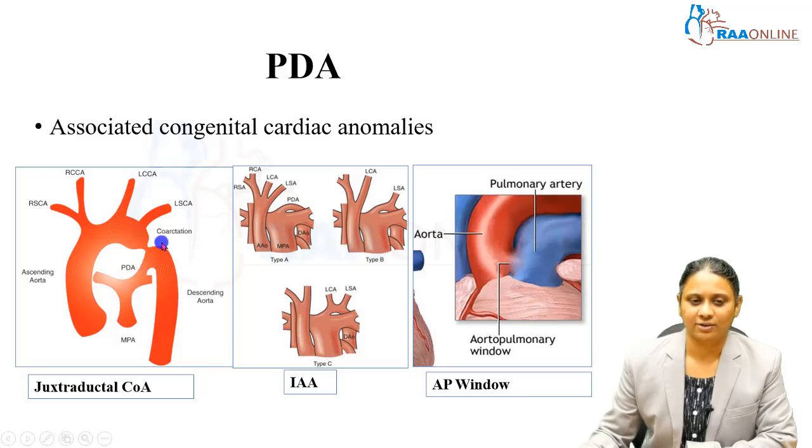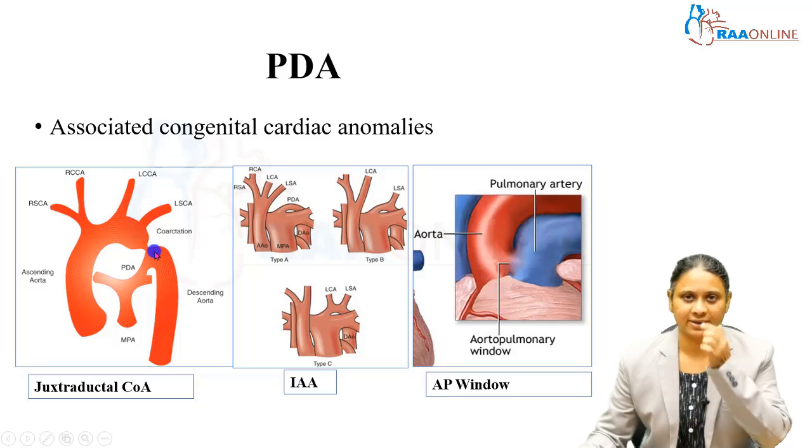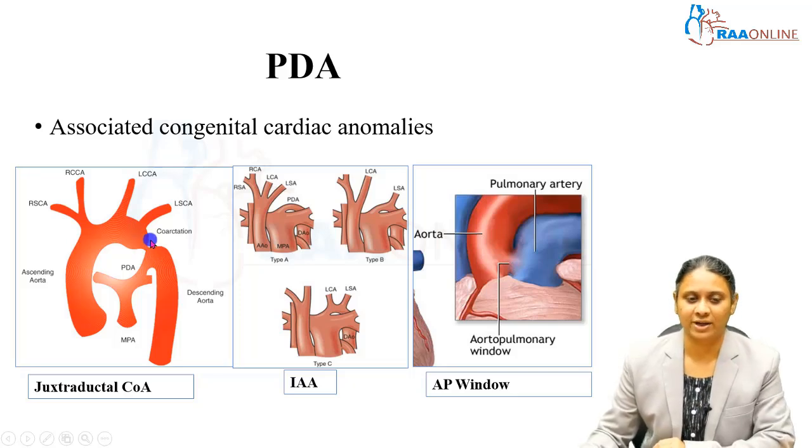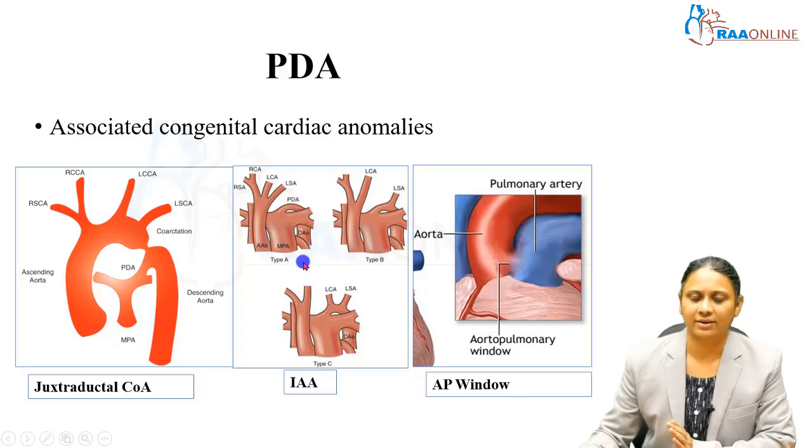So, we saw that coarctation of aorta or critical coarctation or interruption of aortic arch can have a widely patent ductus supplying the descending aorta. So, juxtaductal CoA is a very common association. Interrupted aortic arch: all types, A, B and C, that is post left subclavian, between left subclavian and left carotid, or pre-left carotid, can have a widely patent ductus arteriosus supplying the descending aorta, that is the post-interruption site of aorta.